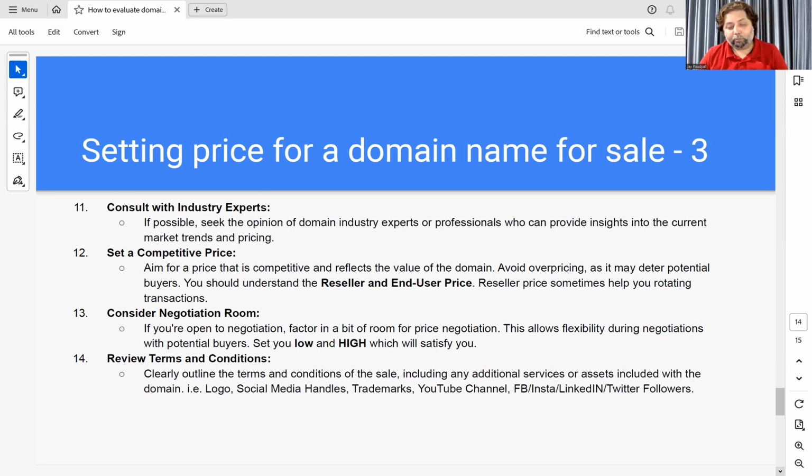Your price should be reasonable. Consider negotiation room. You should know your low and high, and both prices should satisfy you. Review terms and conditions. That means you can fix a term with your buyer, like I will give you social media handles also, or I have a trademark, I will give you that trademark also.